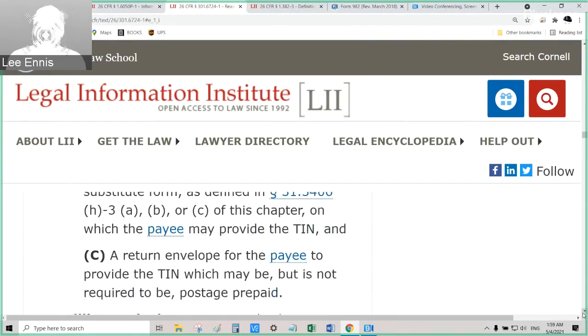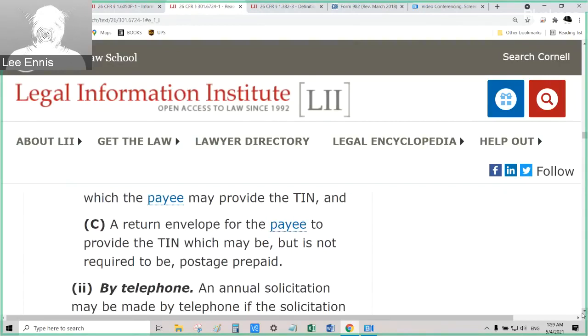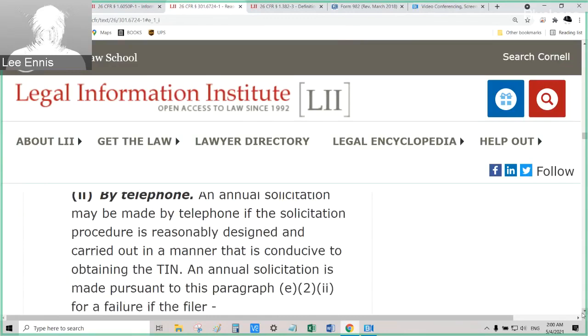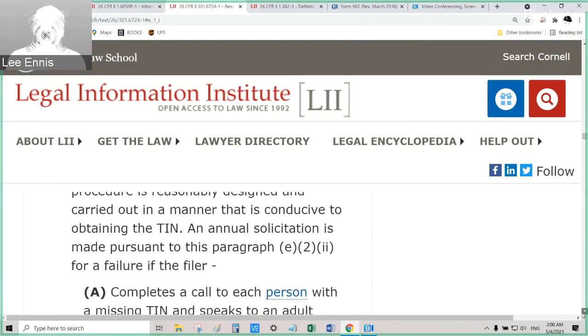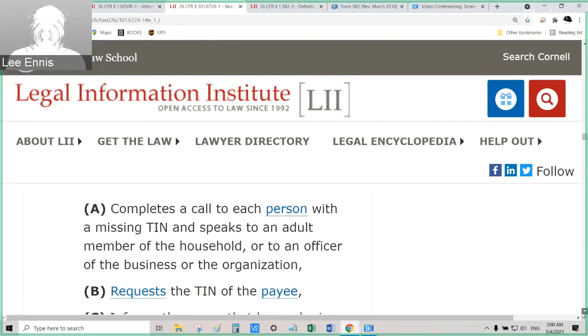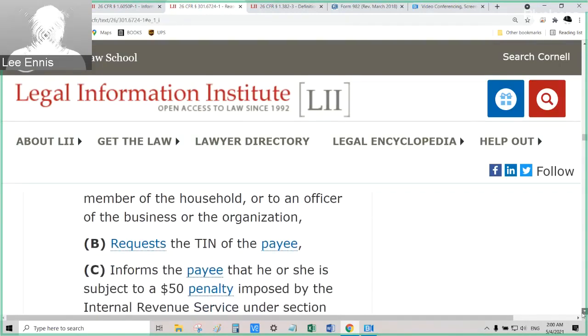All right. And then a return envelope for the payee to provide the TIN. And you can also make this request by phone. To be very honest with you, phone records have never come up in an audit that I've been a part of. But I imagine that will be your proof, will be phone records to say, hey, I contacted this person at this number, and asked them for the tax identification number, and they just did not send it to me.